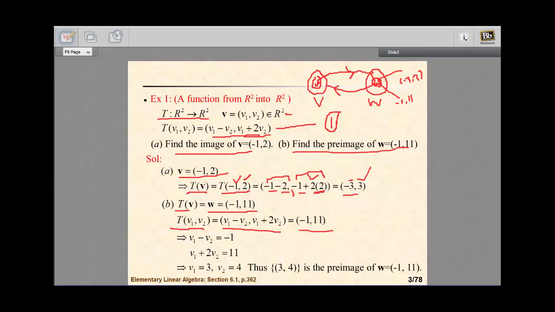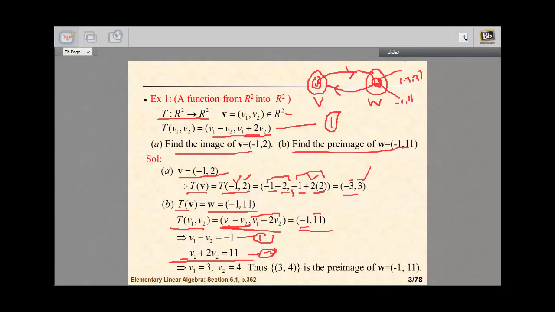So now what we will do is compare the equivalent terms. Here v1 minus v2 is equal to minus 1, and v1 plus 2v2 is equal to 11. So we compare the separate terms. These are the equations: v1 minus v2 is equal to minus 1, and v1 plus 2v2 is equal to 11. So there are two equations and two unknowns, and we know how we can solve them.